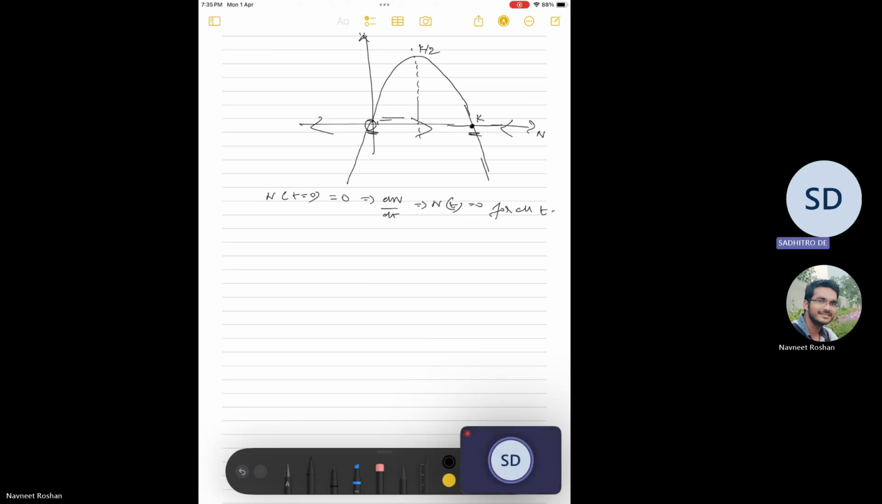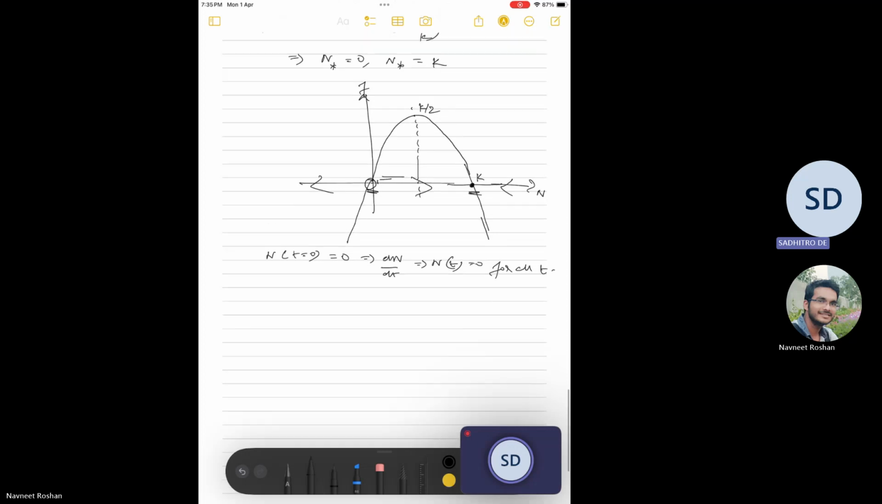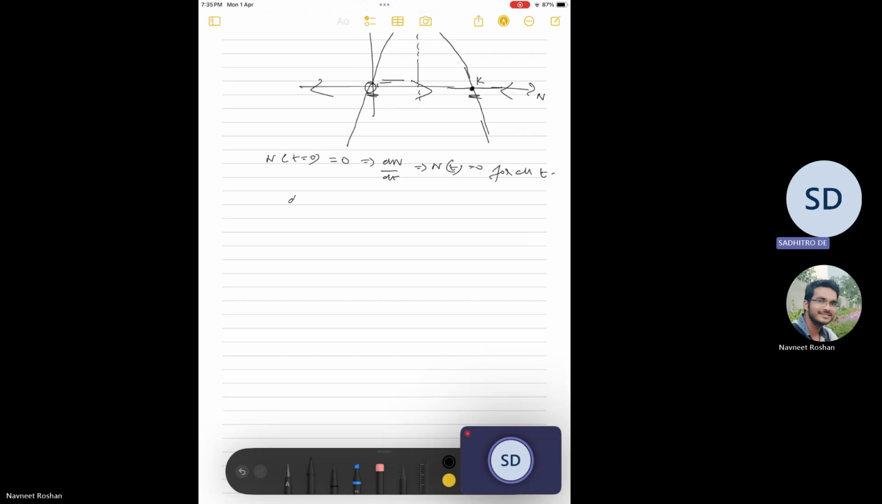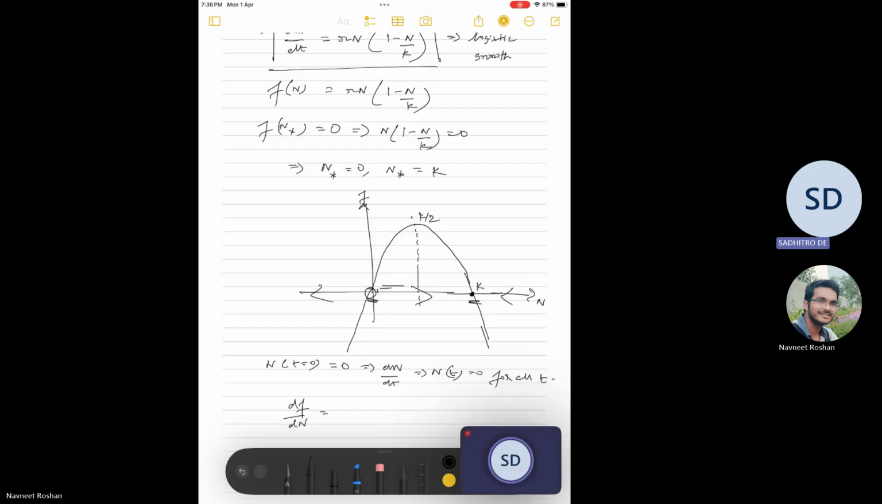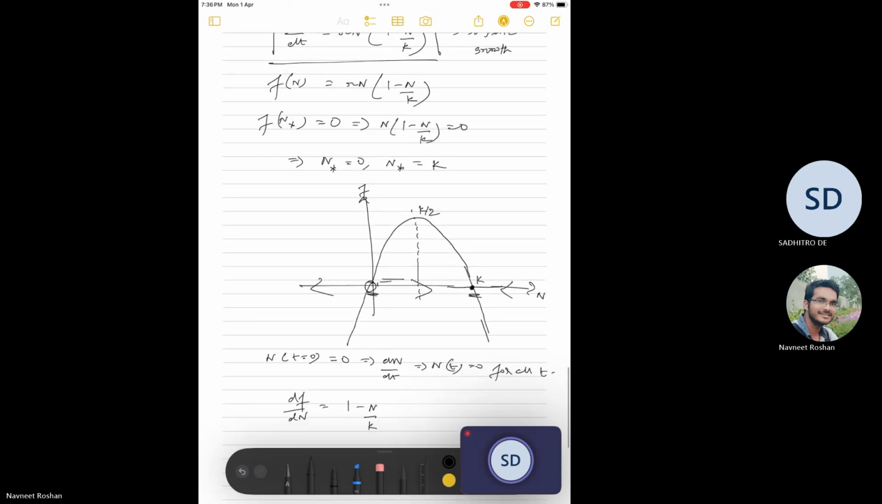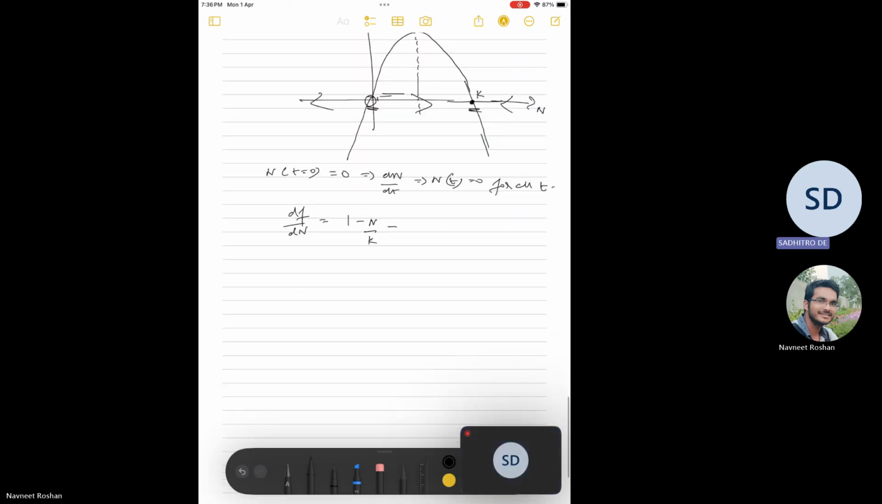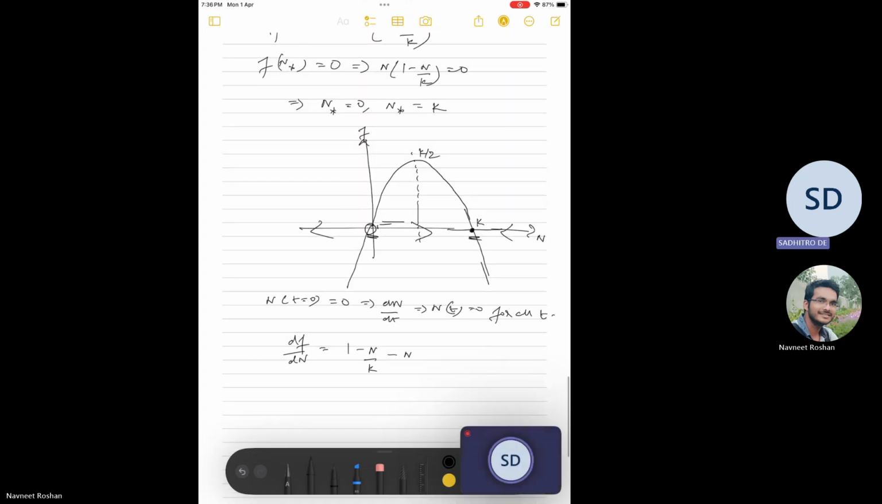So when n reaches this point k by 2, its growth rate f slows down, because this is the maximum of f(n). How do we find the maxima of f(n)? We can find df by dn, where f was this thing over here. So df by dn turns out to be 1 minus n by k minus n by k.